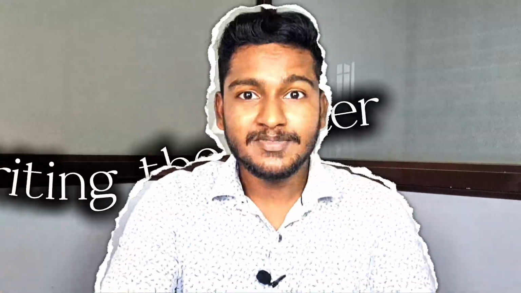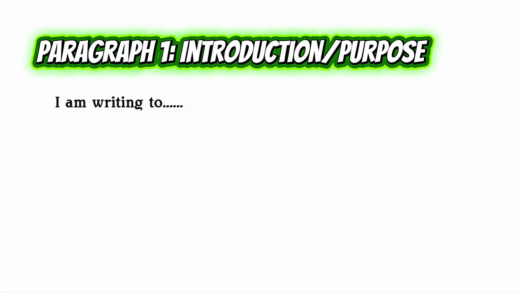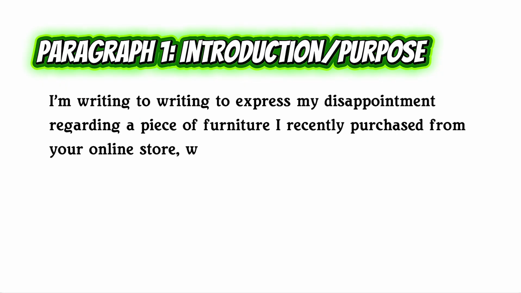Step 4, writing the letter step by step. Now let's write a letter for this question paragraph by paragraph. Listen to me carefully. Paragraph 1, introduction or purpose. In your first paragraph, you just need to explain the purpose why you are writing. Start with the phrase I am writing to, because that phrase works for almost every formal letter. For example, I am writing to express my disappointment regarding a piece of furniture I recently purchased from your online store which arrived damaged.